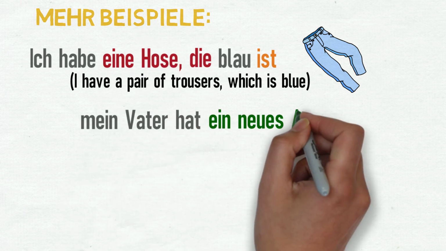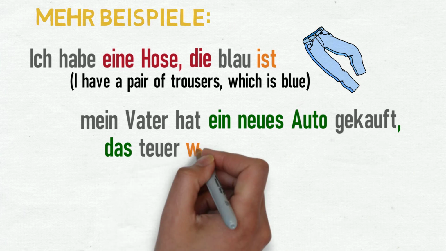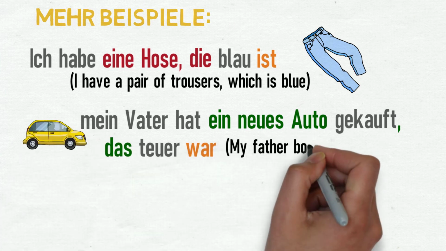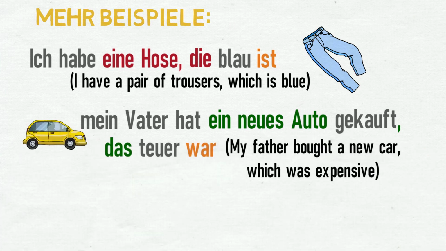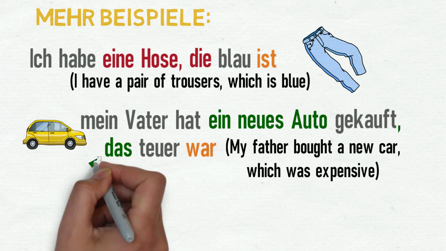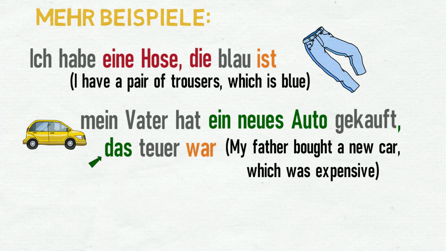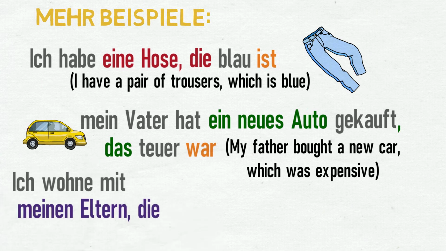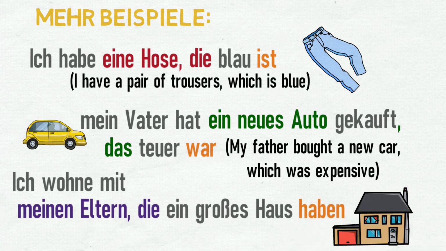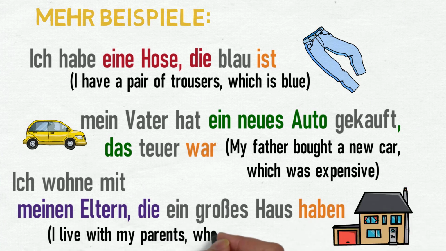Mein Vater hat ein neues Auto gekauft, das teuer war. My father bought a new car, which was expensive. We use das here as we're describing the car that my father bought, das Auto, which is neuter. Ich wohne mit meinen Eltern, die ein großes Haus haben. I live with my parents, who have a big house.